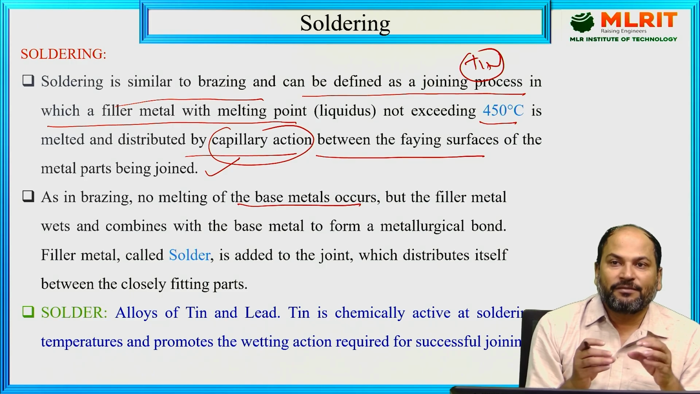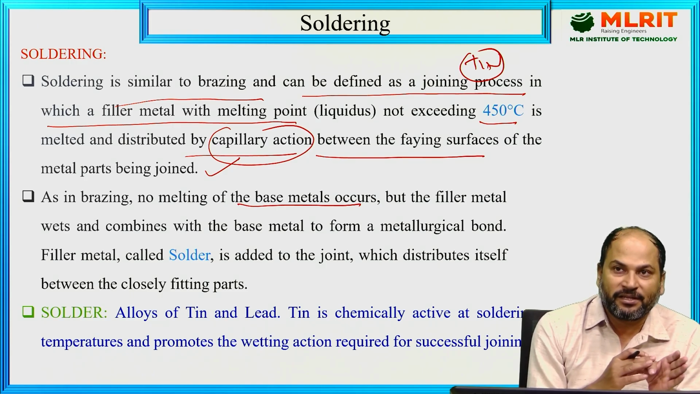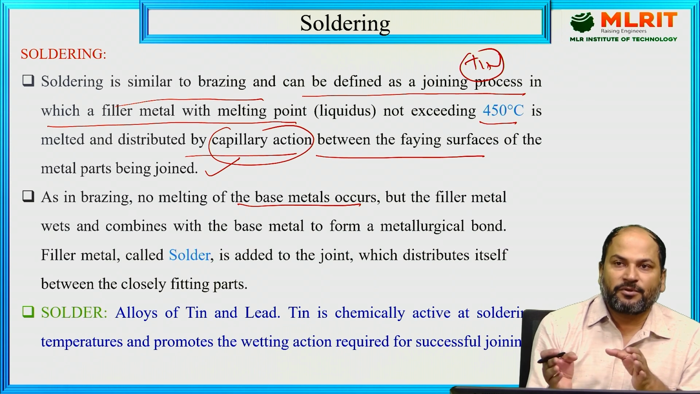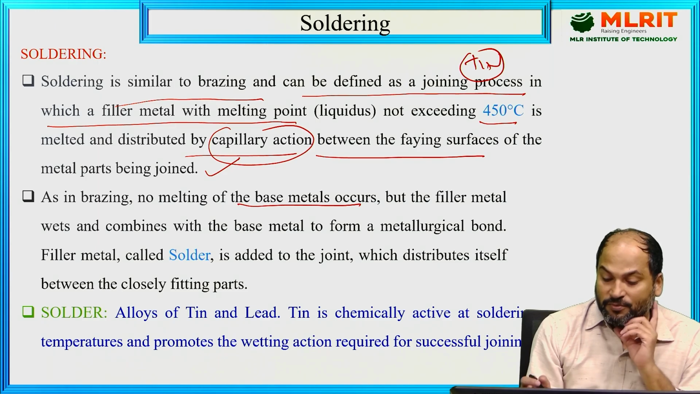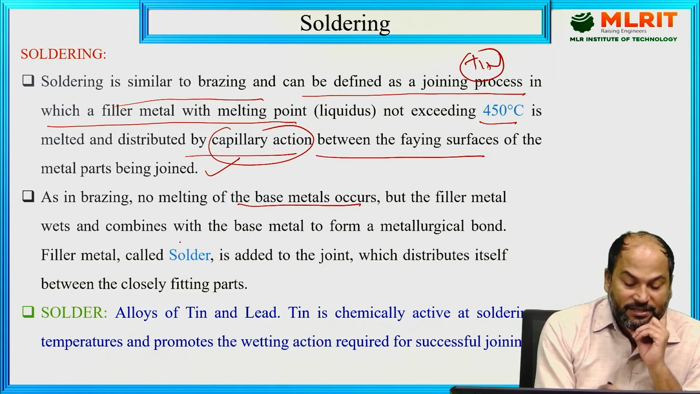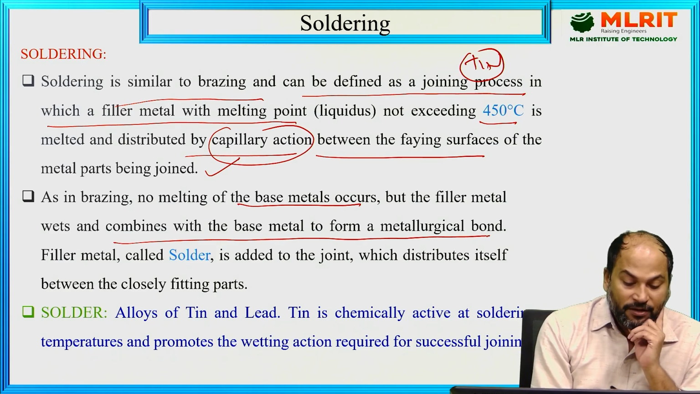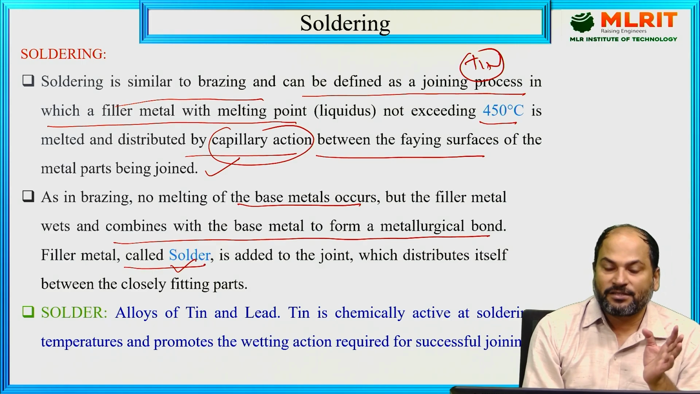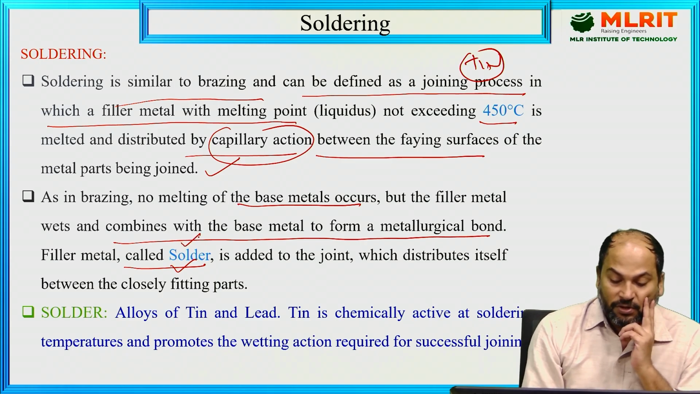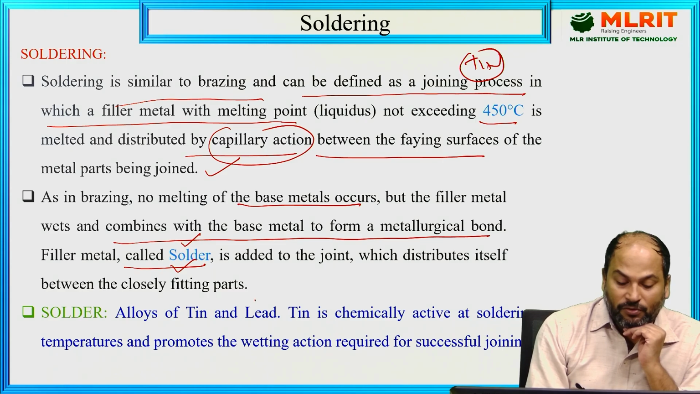So if there is no melting, most of the defects which are generally encountered during melt based or fusion based processes are not going to happen in this. So this is the major advantage of this process. The filler metal wets and combines with the base metal to form a metallurgical bond. Of course, the filler metal is called solder. Here in soldering, the filler metal, whose technical name is solder, is added to the joint and distributes itself between the closely fitting parts.